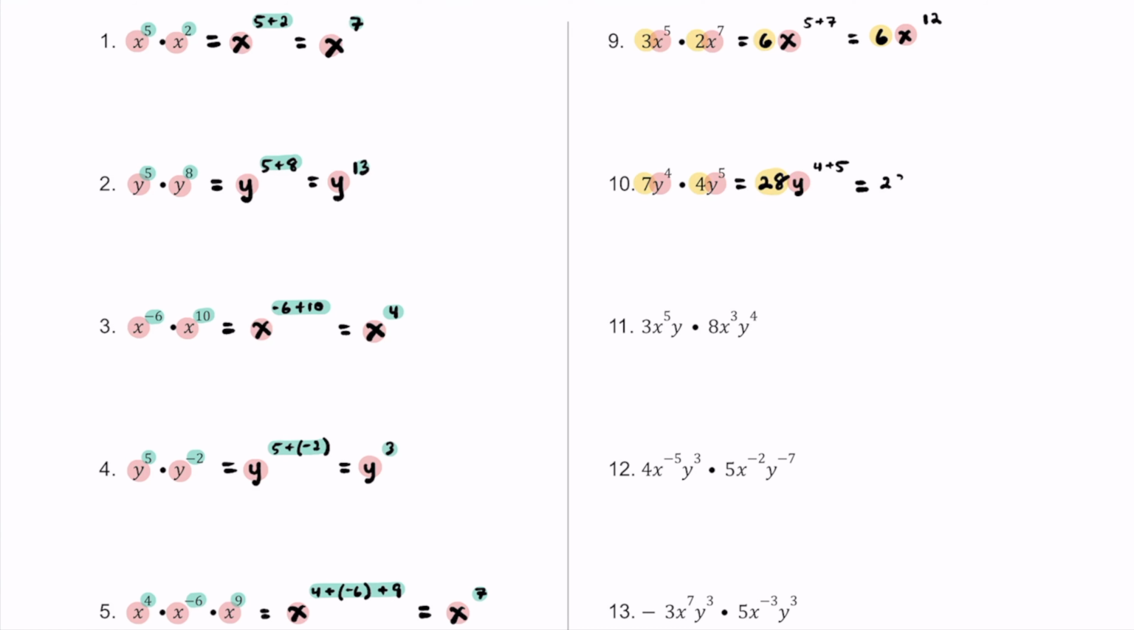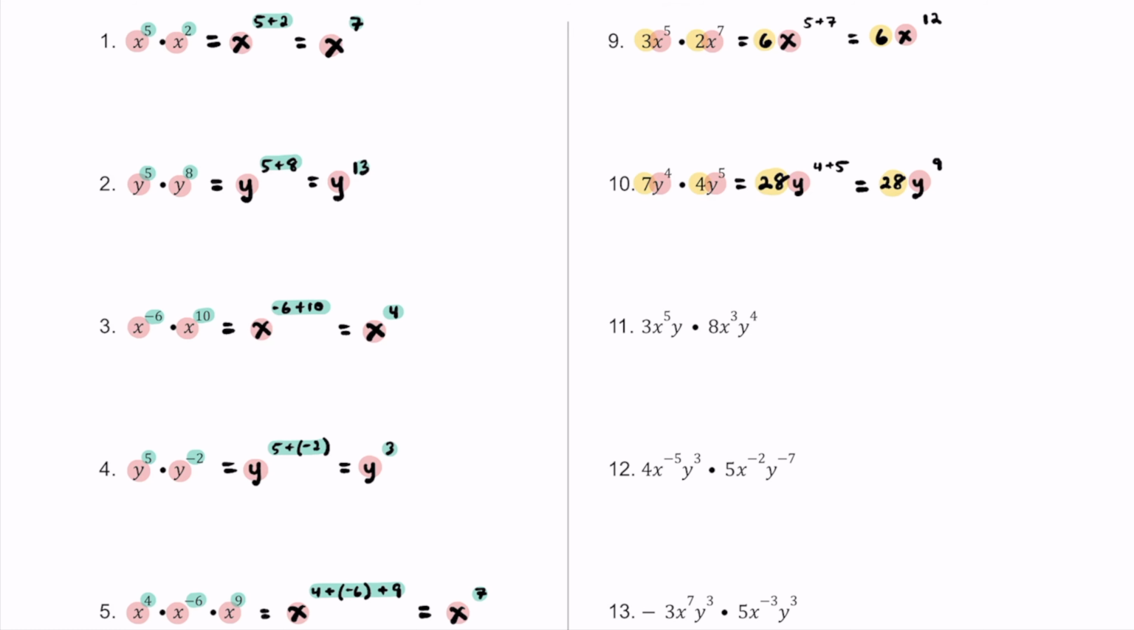So we're going to leave that 28 alone. That's going to be the coefficient for our most simplified expression. And then we're going to go ahead and write this y that had that common base here, and then adding 4 plus 5, or these exponents, 4 plus 5, that's going to be 9. So we have 28y to the 9th power.